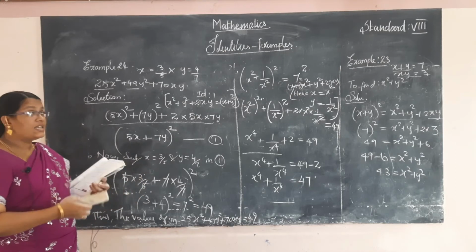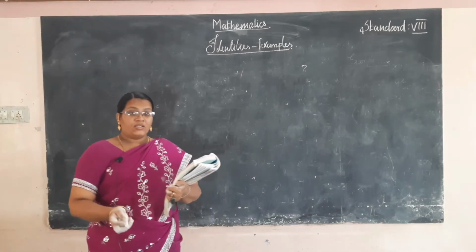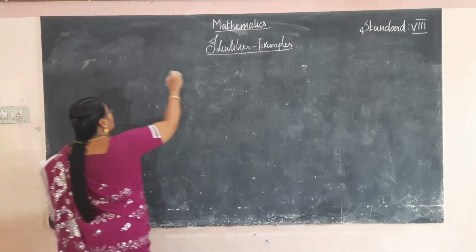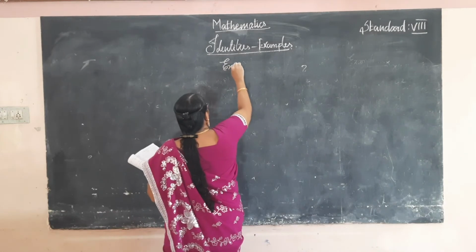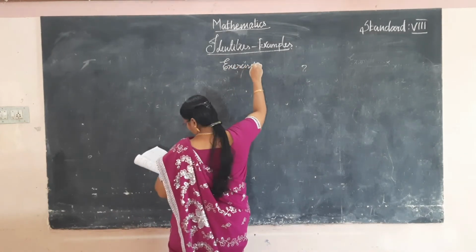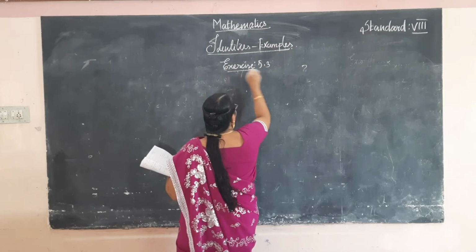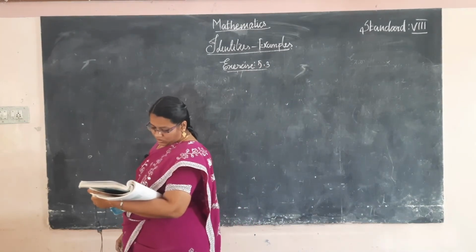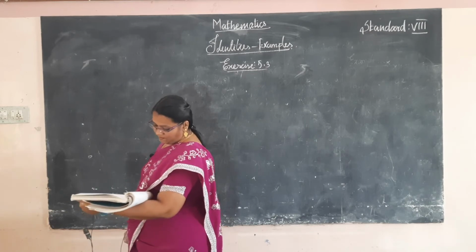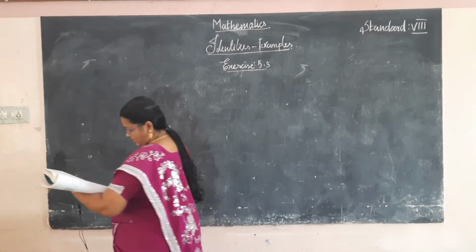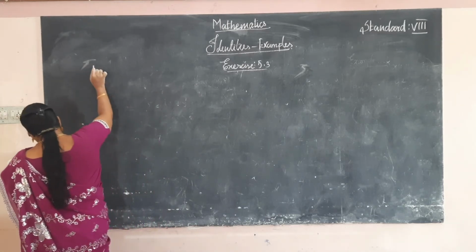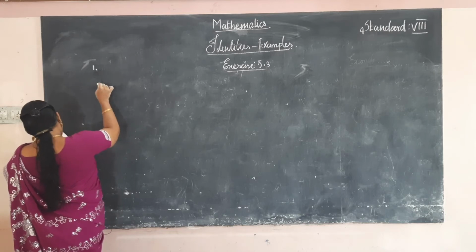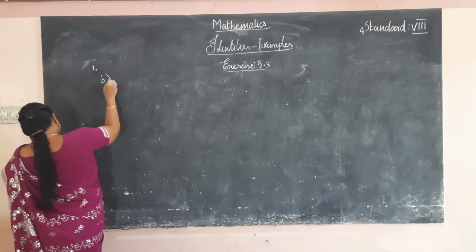Now see the exercise problems. Copy in your classwork note. Okay, properly write the classwork note. Now see the exercise problem 5.3. The first one: expand the following using appropriate identities. So some values are given, we have to expand them using the appropriate identities. So the first one is homework, and I'll do the B problem.